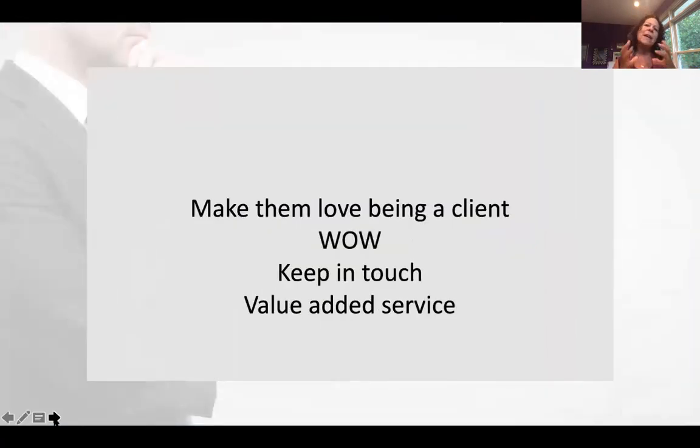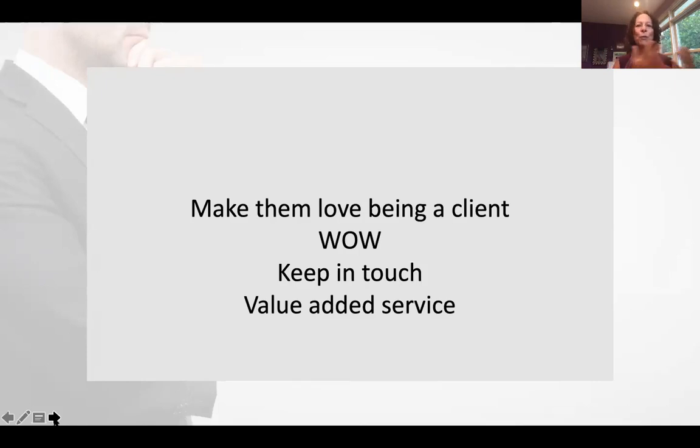So make the people that you're serving see the difference between you and everybody else and make them love being your client, your patient, your customer, so that they're regularly saying to you, wow, because you're going above. You're not promising, you're actually over delivering.